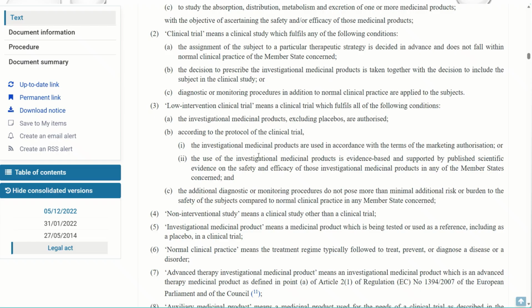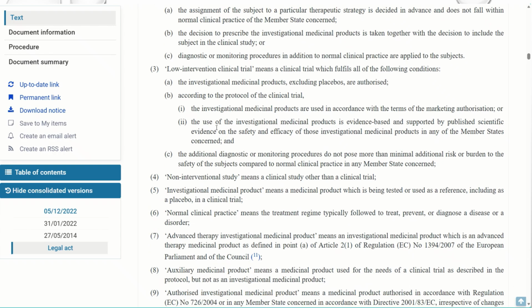Sorry, the next thing is, according to the protocol, the investigational medicinal product is used in accordance with the terms of the marketing authorization. So in accordance with the SmPC. Or the use of this investigational medicinal product is evidence-based and it's supported by published scientific evidence on safety and efficacy on those particular investigational medicinal products in any of the member states concerned. This is in accordance to the protocol.